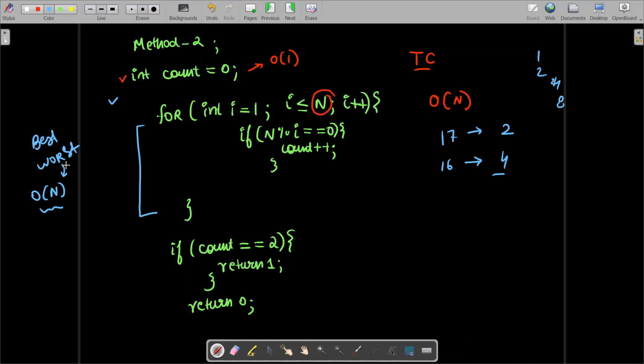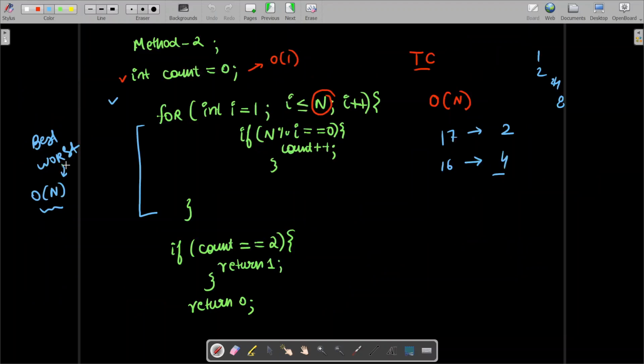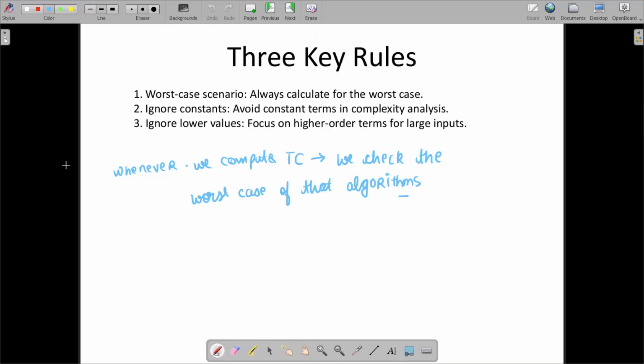Okay, that's great. So we talked about what's the best case, what's the average case, and how we judge whether a solution is good or not on the basis of worst case. We don't judge on the best case. Best case is a handy thing, but the worst case we analyze. Okay, we talked about this. Worst case I already told you. Always calculate the worst case for that. Ignore constants.